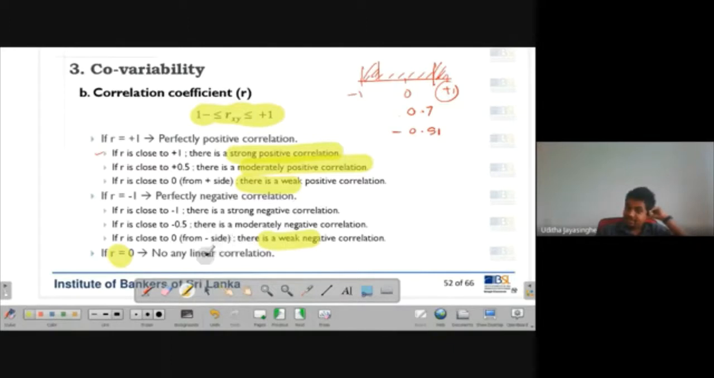Is that the correct wording? No. No linear correlation. I repeat, that doesn't really give you an indication that absolutely no relationship exists; that kind of conclusion is wrong. No linear correlation. Okay.